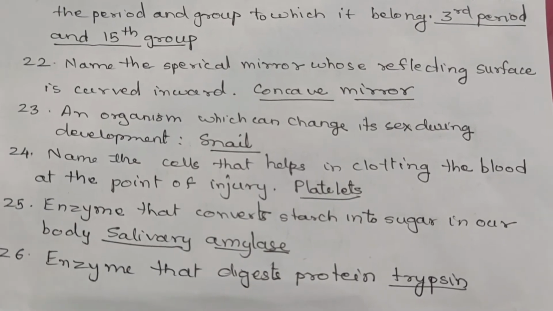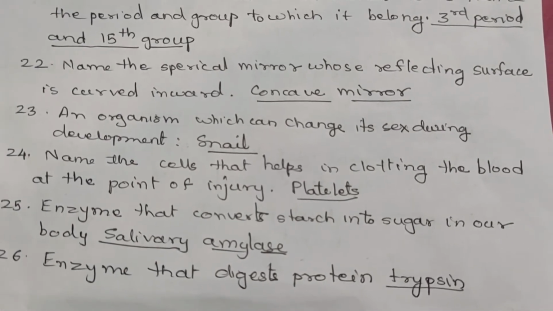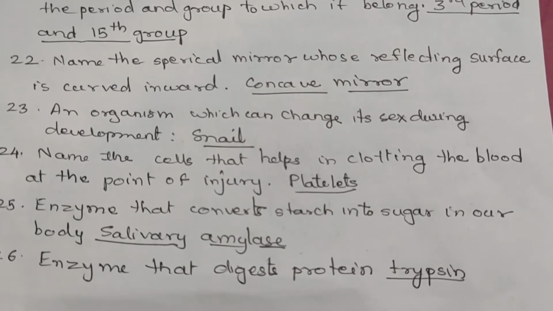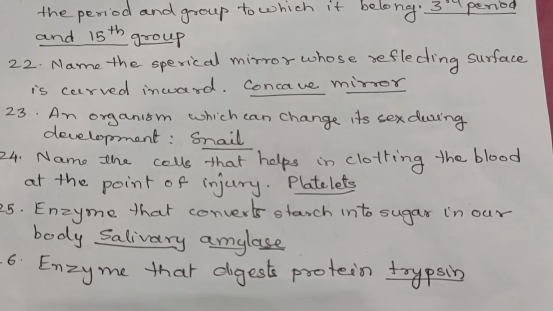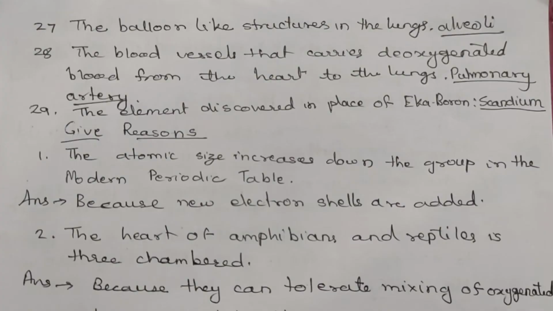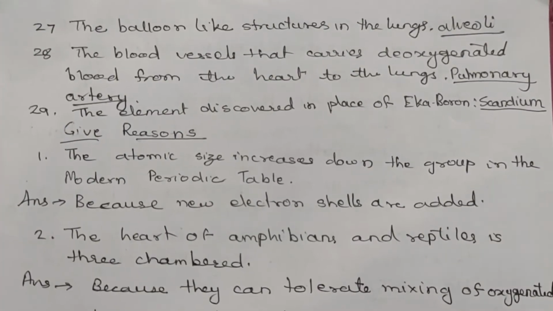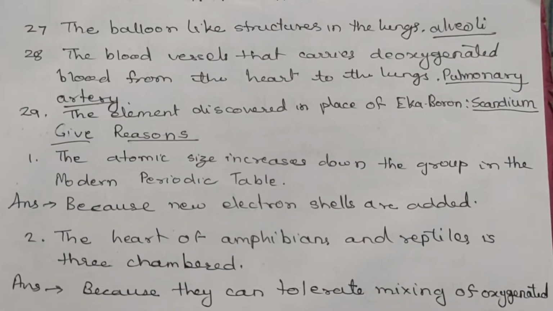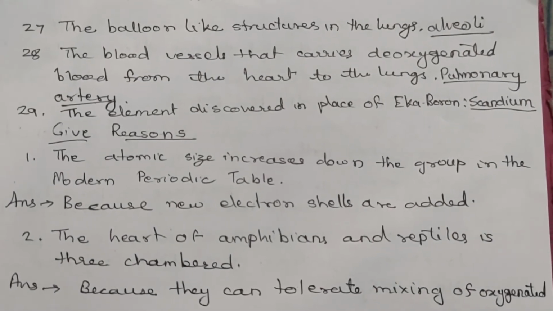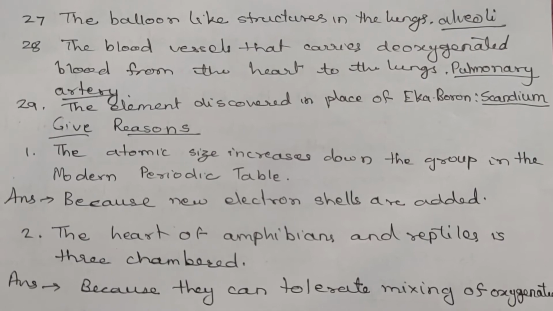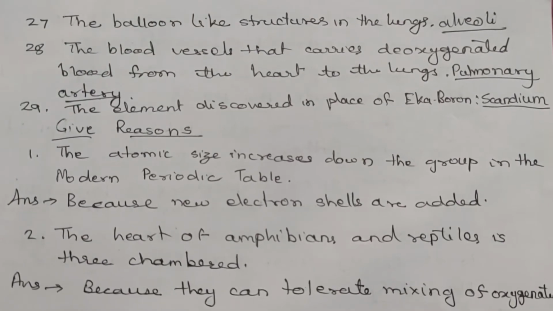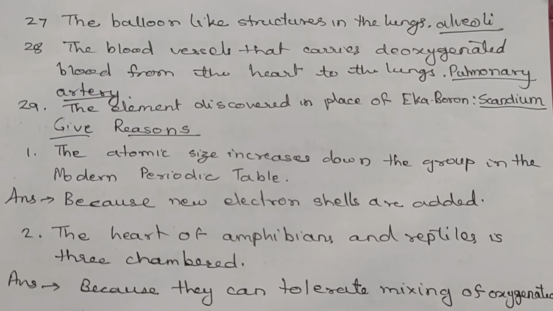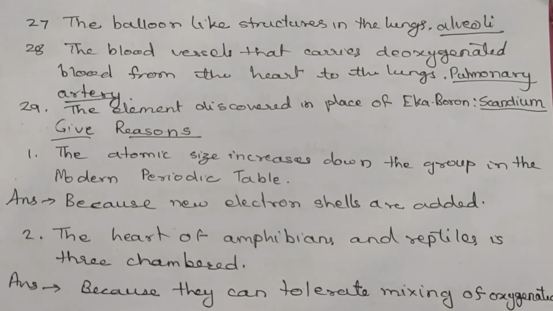Enzymes that convert starch into sugar in our body are salivary amylase. Enzymes that digest proteins is trypsin. 27. The balloon-like structures in the lungs are alveoli. The blood vessel that carries deoxygenated blood from the heart to the lungs is the pulmonary artery. The element discovered in place of eka-boron is scandium.